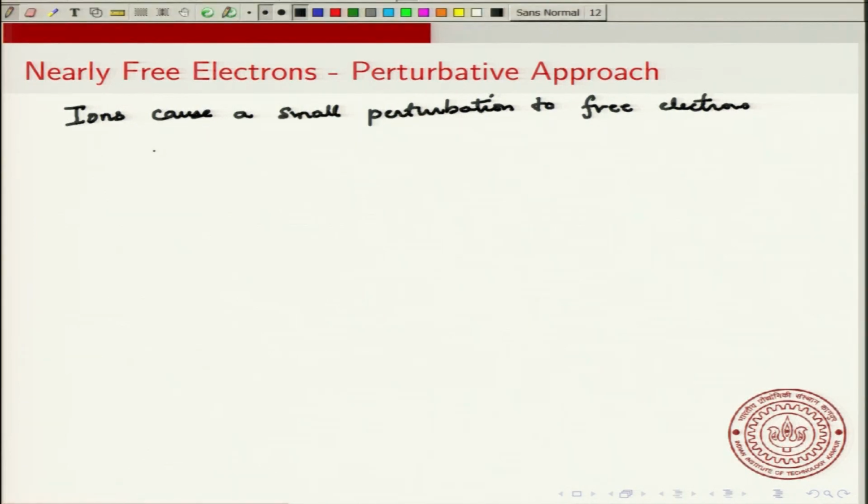So the Hamiltonian is the Hamiltonian of the free electrons plus some small perturbation. I will just write delta U. This is a perturbation. Without going into too many details, you can understand this in a very similar way to how you understand molecular orbital theory.